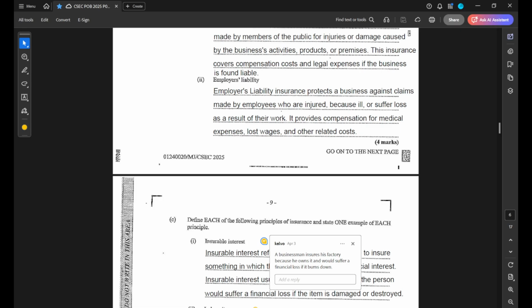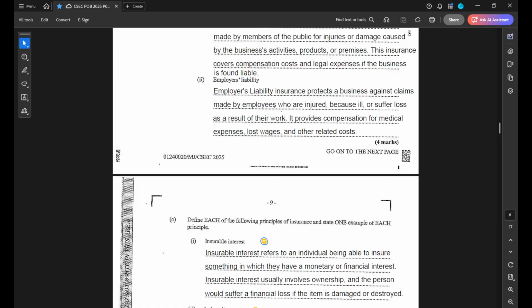So anybody who has an interest in something that is of value or monetary interest may seek to insure that so that they can hedge against any loss or damage. Basically, that is what insurable interest is.